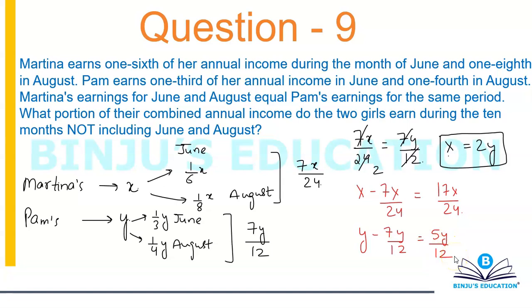Now their combined annual income which they are not earning in the months of June and August are basically 7x by 24 and 5y by 12. Now in place of x I can put 2y, so this will basically become 34y by 24. So if I'm going to add both of them, now this Pam and Martina is not required, I have taken care of all these things.